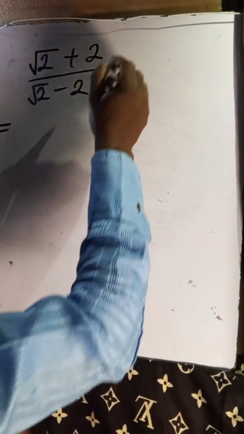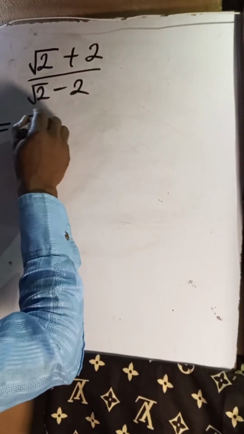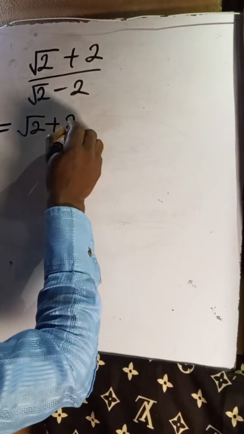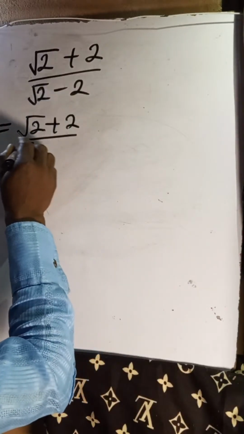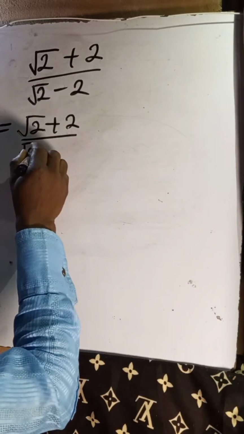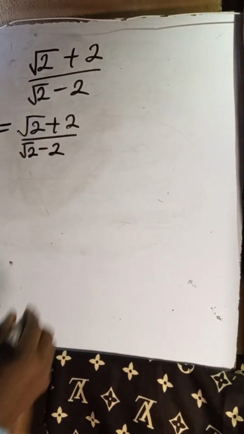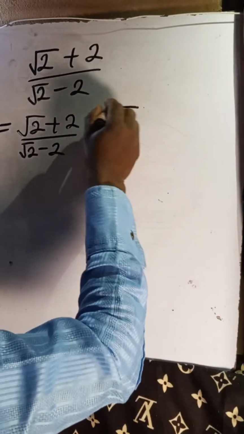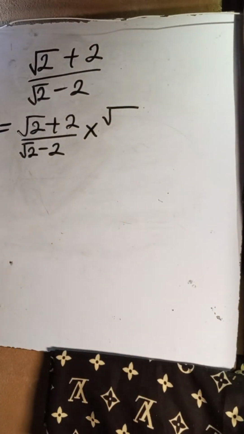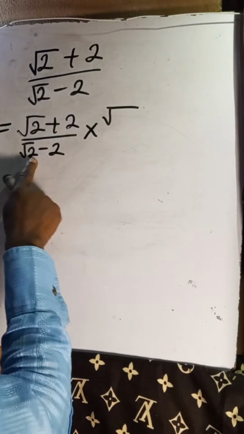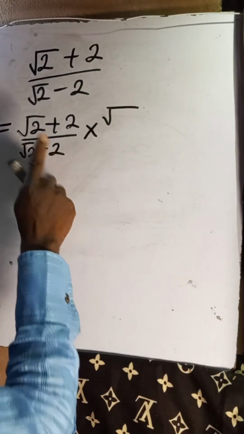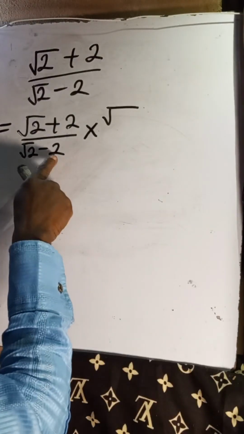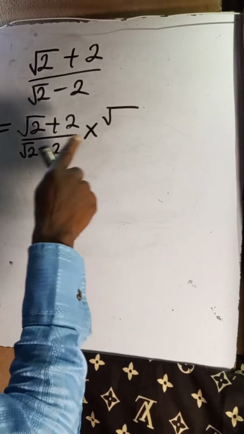From here, we have root 2 plus 2, then divided by root 2 minus 2. Then what we are going to do is multiply by the conjugate of the denominator. This is the denominator. The conjugate of the denominator is root 2 plus 2, not minus 2, plus 2.